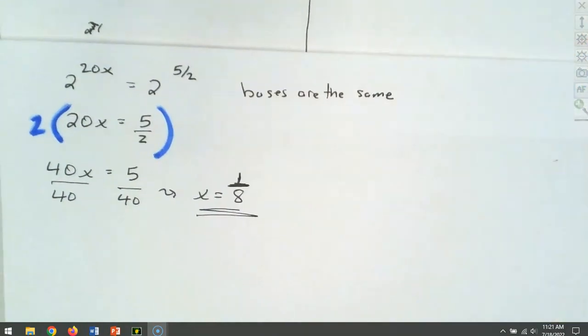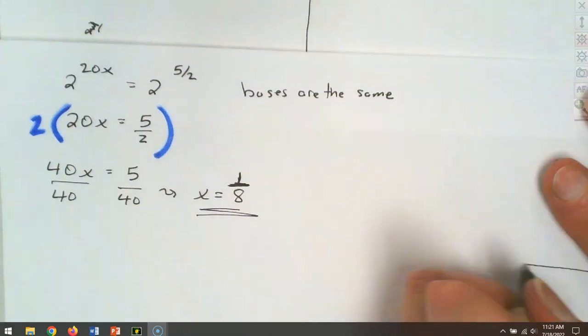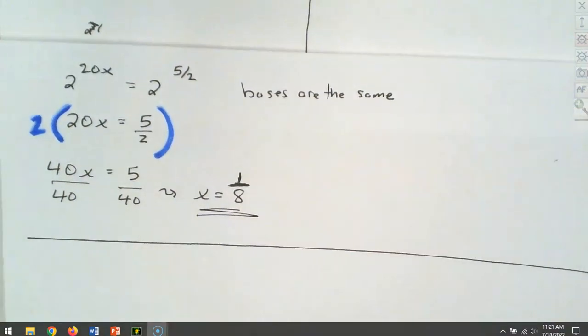So does everyone kind of see how that's working? What we need is a common base. So we have to make sure that we have a common base. We can also work somewhere where we do the opposite, where we have to figure out the exponent. We know the exponent, we have to get the bases to be the same. So we're going to have to figure out what base we use to make the exponent right.